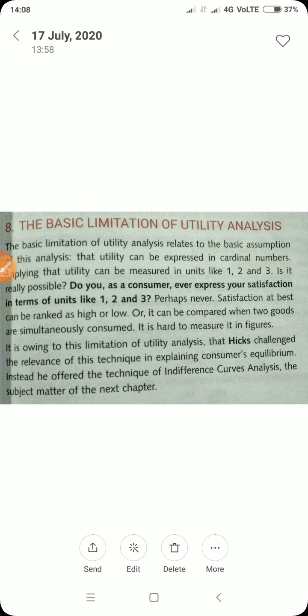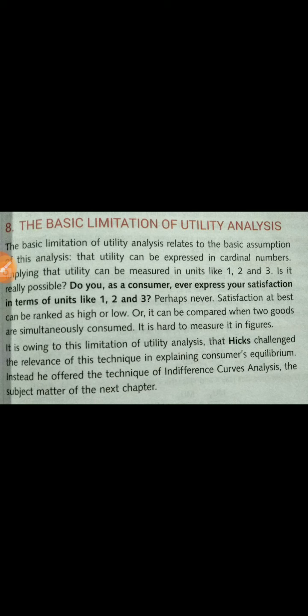So when we talk about the limitation, the basic limitation of utility analysis relates to the basic assumption of this analysis that utility can be expressed in cardinal numbers. So it was in the view of Marshall, implying that utility can be measured in units like 1, 2 and 3. Is it really possible? Do you think as a consumer you ever express your satisfaction in terms of units like 1, 2 and 3? So can the consumer express his satisfaction that I am able to get the satisfaction of 2 utils? Isn't it correct? No, perhaps never. Satisfaction at best can be ranked as high or low.